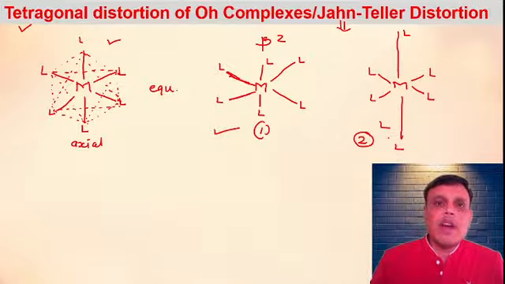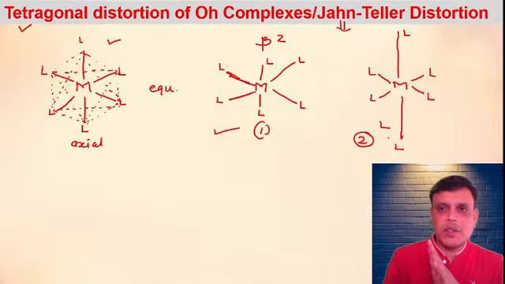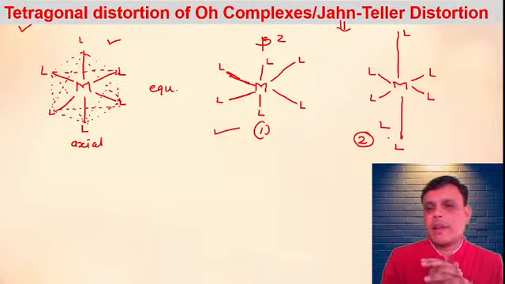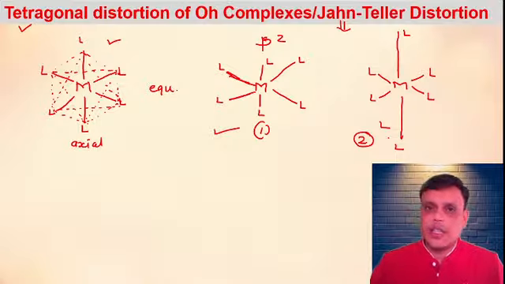Then we will see why this distortion occurs. What is the factor responsible for this distortion? This distortion generally occurs due to the unsymmetrical filling of electrons in the T2g and eg orbitals. It occurs due to what? Unsymmetrical filling of the electrons in T2 and eg orbitals.